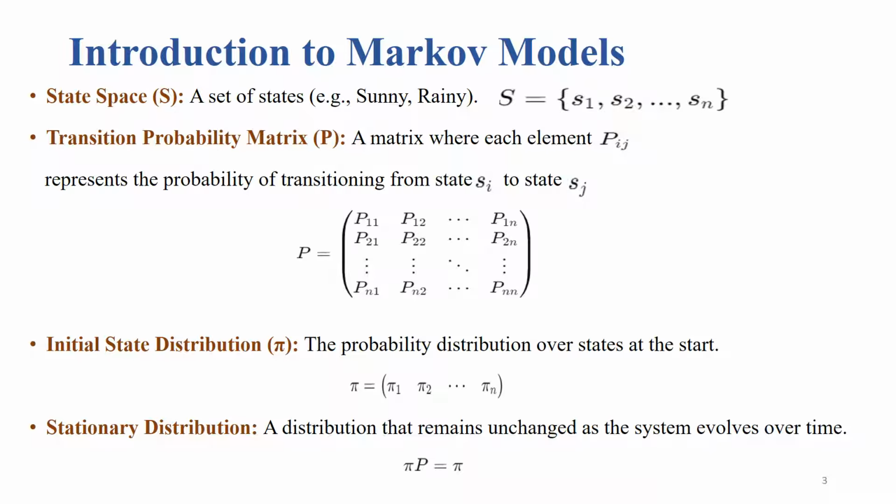State space. It's a set of states, for example sunny, rainy. It is represented as S1, S2 till Sn. Transition probability matrix. This is represented like this.